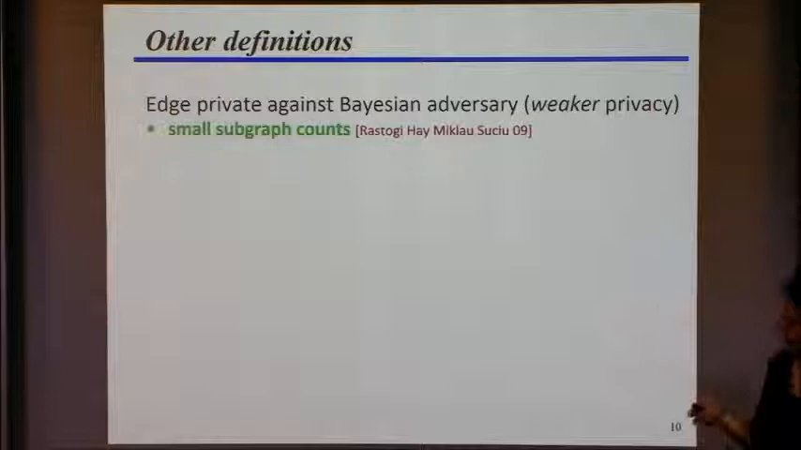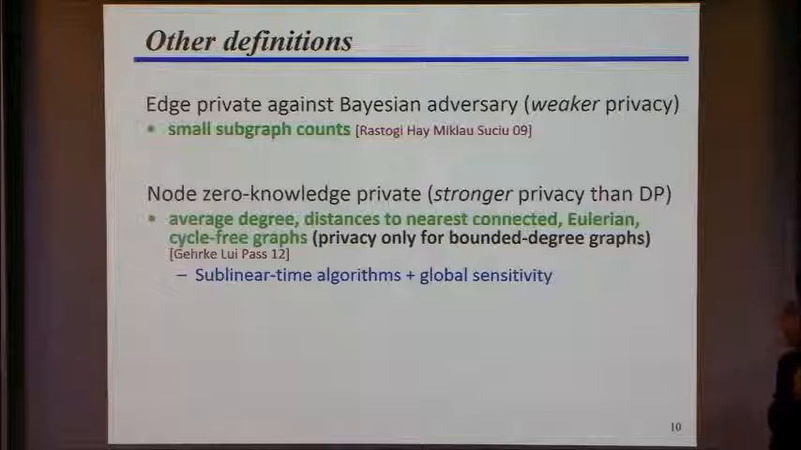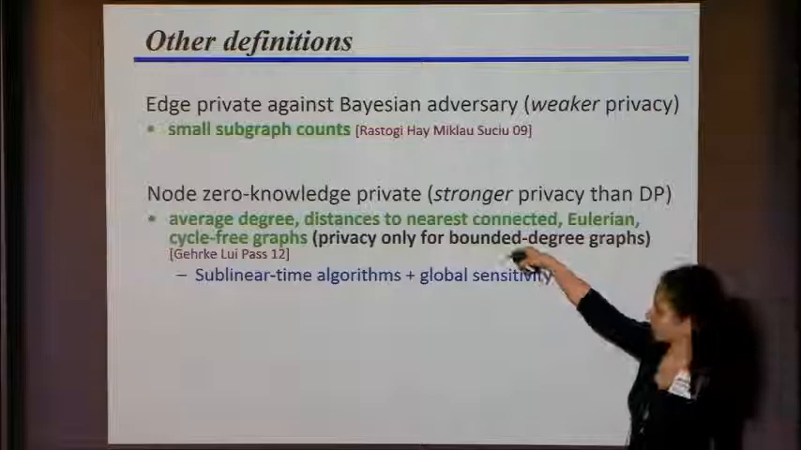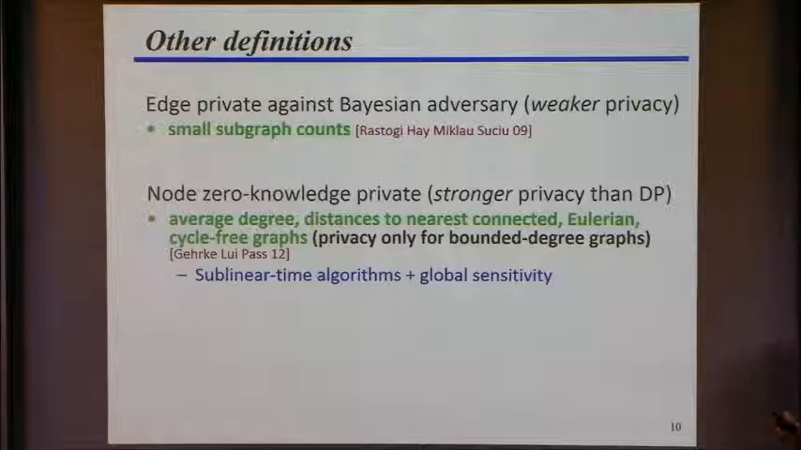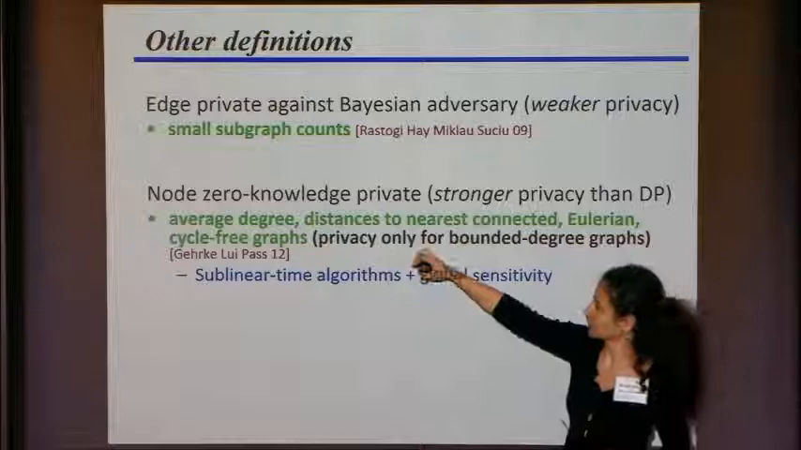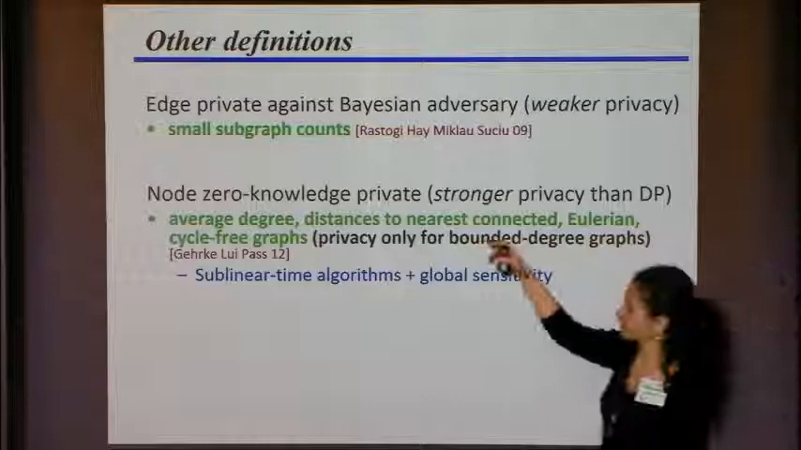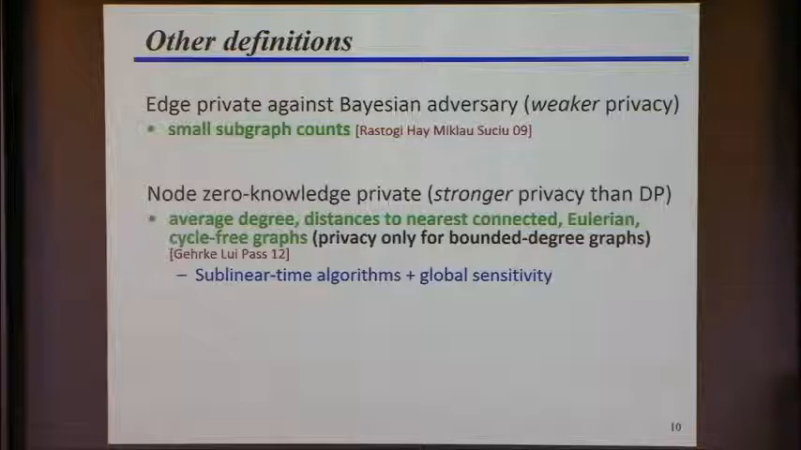There is node zero knowledge privacy, which is, in principle, a stronger privacy guarantee than differential privacy. And there is an edge version and a node version. In this paper they define this, and there's lots of nice work that goes into definitions there and understanding them. What they output is the average degree, which is basically the same as the number of edges, and distances to the nearest connected graph, Eulerian graph, and cycle-free graphs. The idea there is they use sublinear time algorithms and then use the global sensitivity framework.